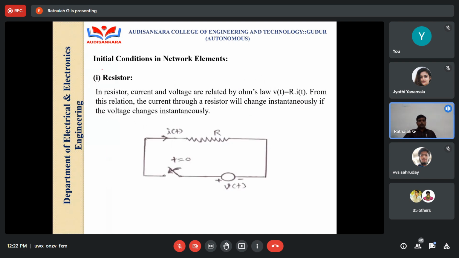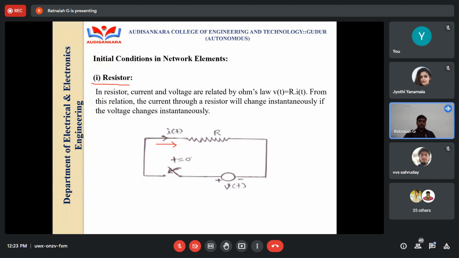Now, how to find initial conditions in network elements? Let us take the first element, a resistor. Every time I am going to take the supply voltage v(t) and there should be a switch. This is the symbol of a switch. Now the current through the circuit is i(t), and the element value is R, and the symbol is represented like this.